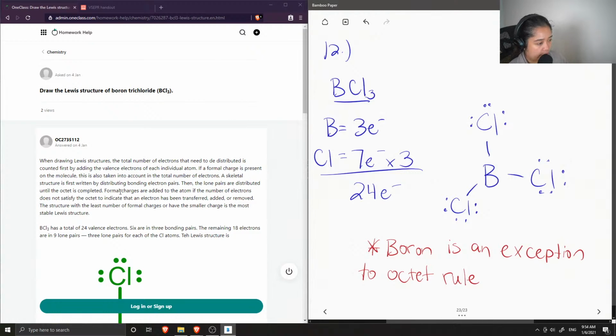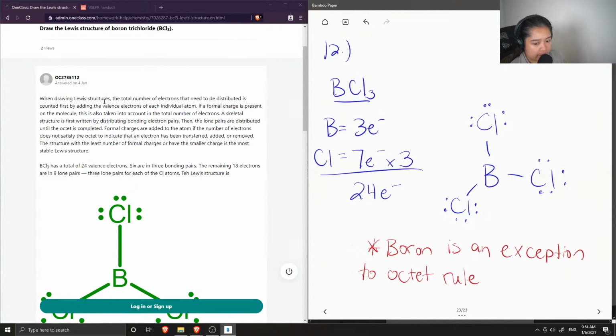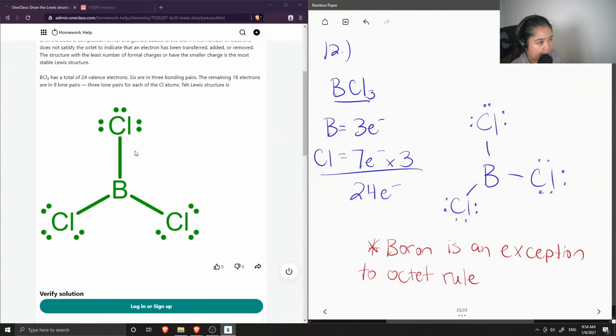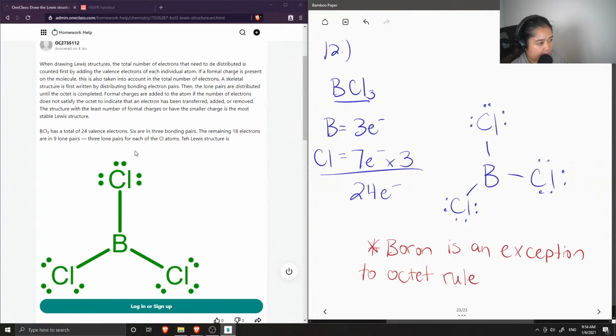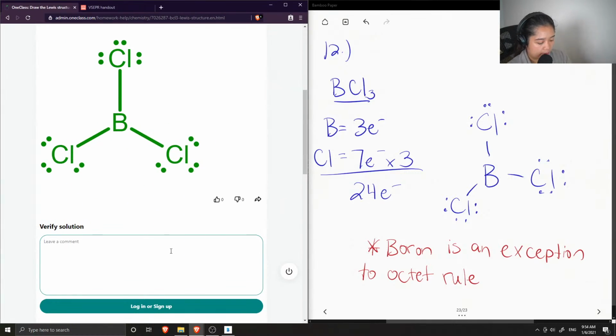And let's see what the junior tutor said. Drawing Lewis structures, the total number of electrons should be counted first. Formal charges are added, and they have the following Lewis structure. So 24, 6 are 3, remaining 18. Yep, so this solution is correct.